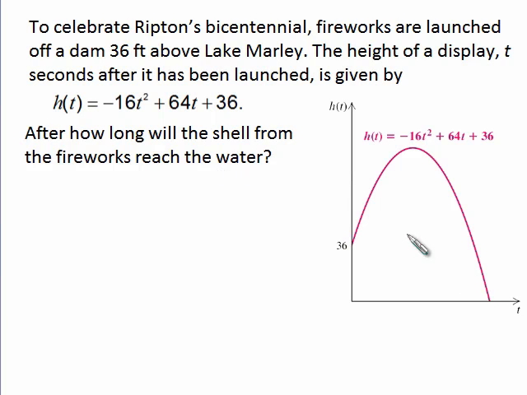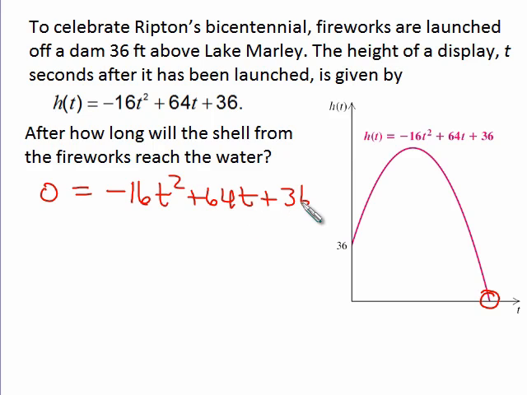So as you can see over here, we have modeled our equation here, -16t^2 + 64t + 36, and we want to know how long till it hits the water, which would mean the height then would be 0. So I'll start there. I'm going to let the height be 0, and we have -16t^2 + 64t + 36. Now we look at this and we see that it's a polynomial.